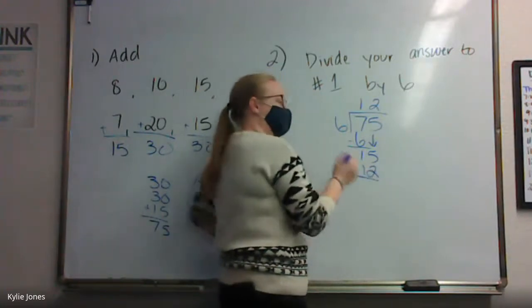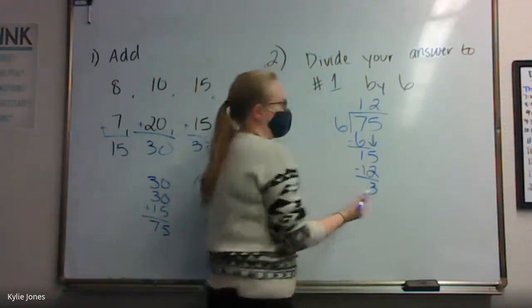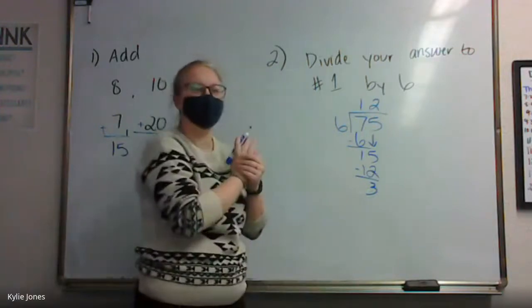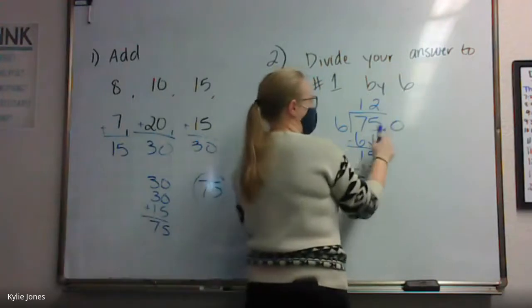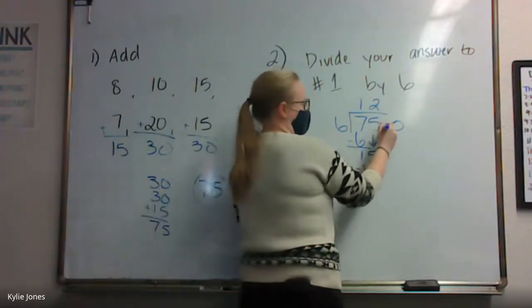Subtract. 15 minus 12 is 3. And I'm not done yet. What can I still do? Add your decimal and your 0. If I add a decimal and a 0, what do I do with my decimal? Bring it straight up.